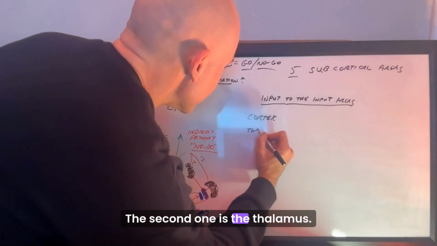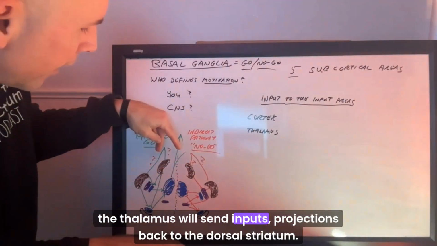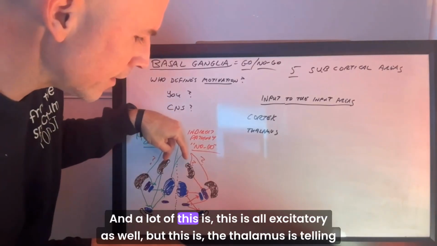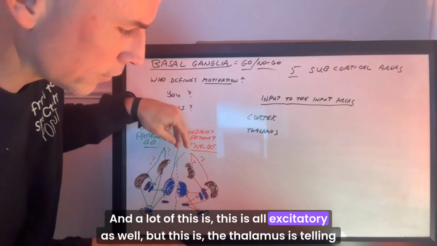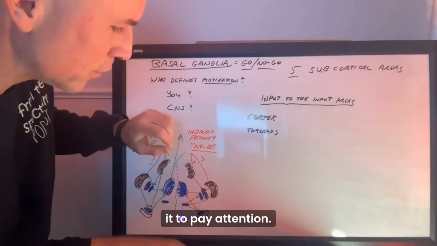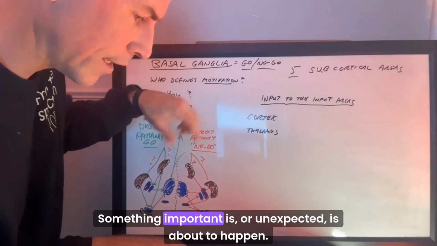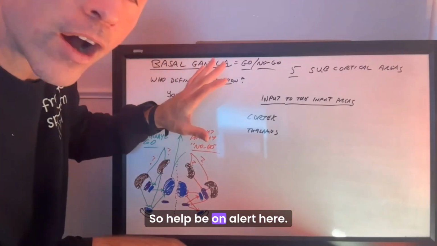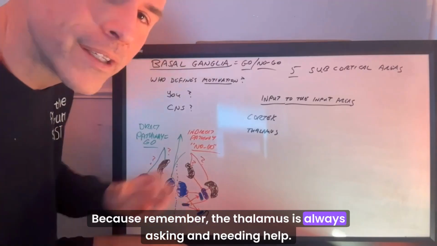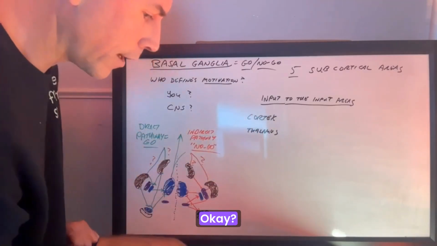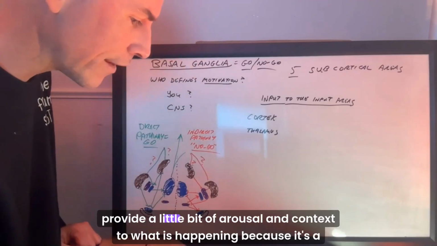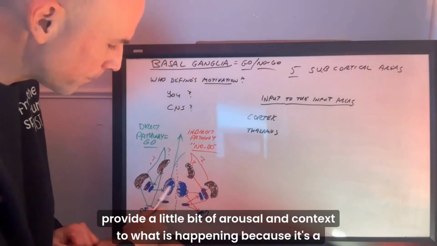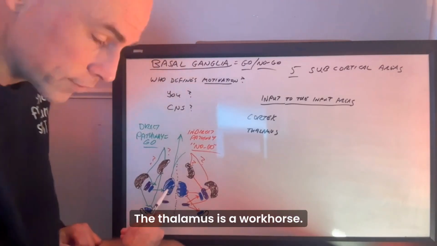The second one is the thalamus. The thalamus will send inputs, projections back to the dorsal striatum. And a lot of this is all excitatory as well, but the thalamus is telling it to pay attention. Something important or unexpected is about to happen. So help be on alert here. Because remember, the thalamus is always asking and needing help. This will also help provide a little bit of arousal and context to what is happening. Because it's a workhorse. The thalamus is a workhorse.